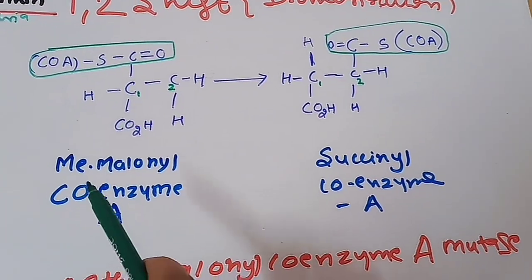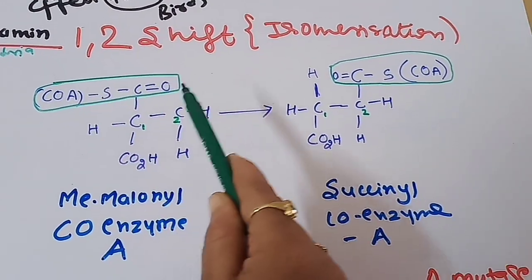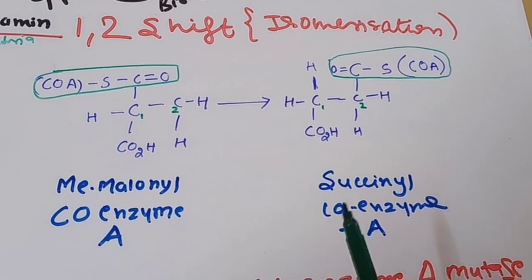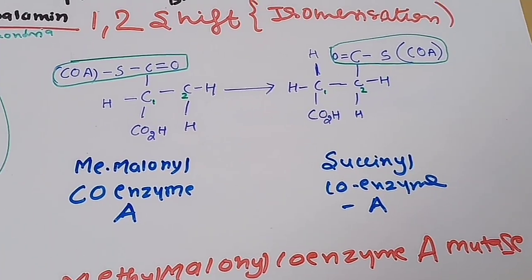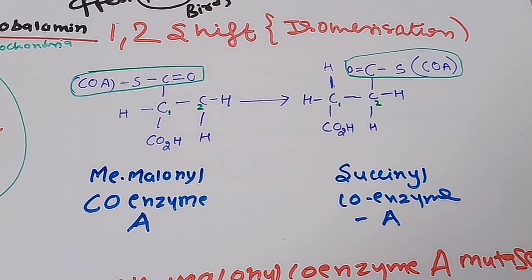Here in methyl malonyl coenzyme A, the group is on the first position and it shifts to the second position with the help of the coenzyme, and the enzyme is methyl malonyl coenzyme A mutase. So this is an important example of the 1,2 shift or isomerization. Next we will see biomethylation.